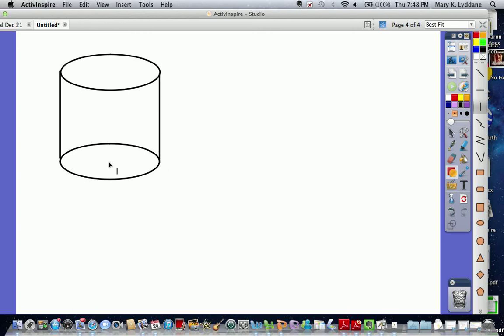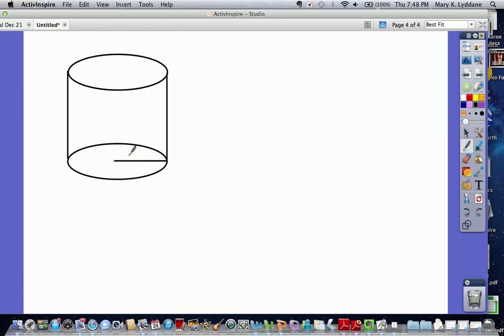Now it tells me that the radius of that cylinder, that just doesn't even look right, does it? The radius is a circle, so it really shouldn't matter, but we're used to seeing our radius looking like that. It tells me that the radius is 4 centimeters and that the height of the cylinder is 8 centimeters. So it says find the area of the base of a cylinder.